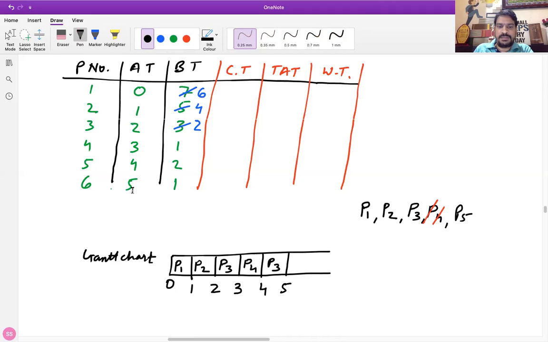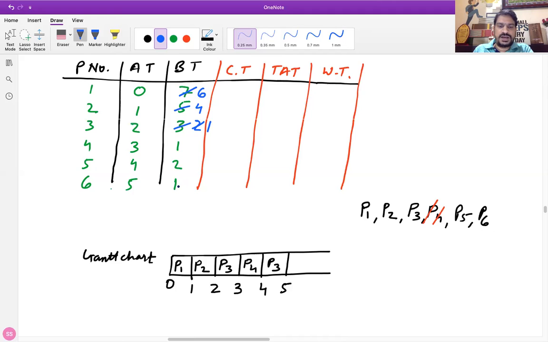Now at time 5, the sixth process is also available. So we'll put the sixth process into the ready queue. Now we'll compare 1, 2, 3, 5, and 6. Because P3 has already done 1, we'll see how much is remaining. For P3, 1 is done, so 1 is remaining. Now we have how many options? 1, 2, 3, 4, and 5 options are there.